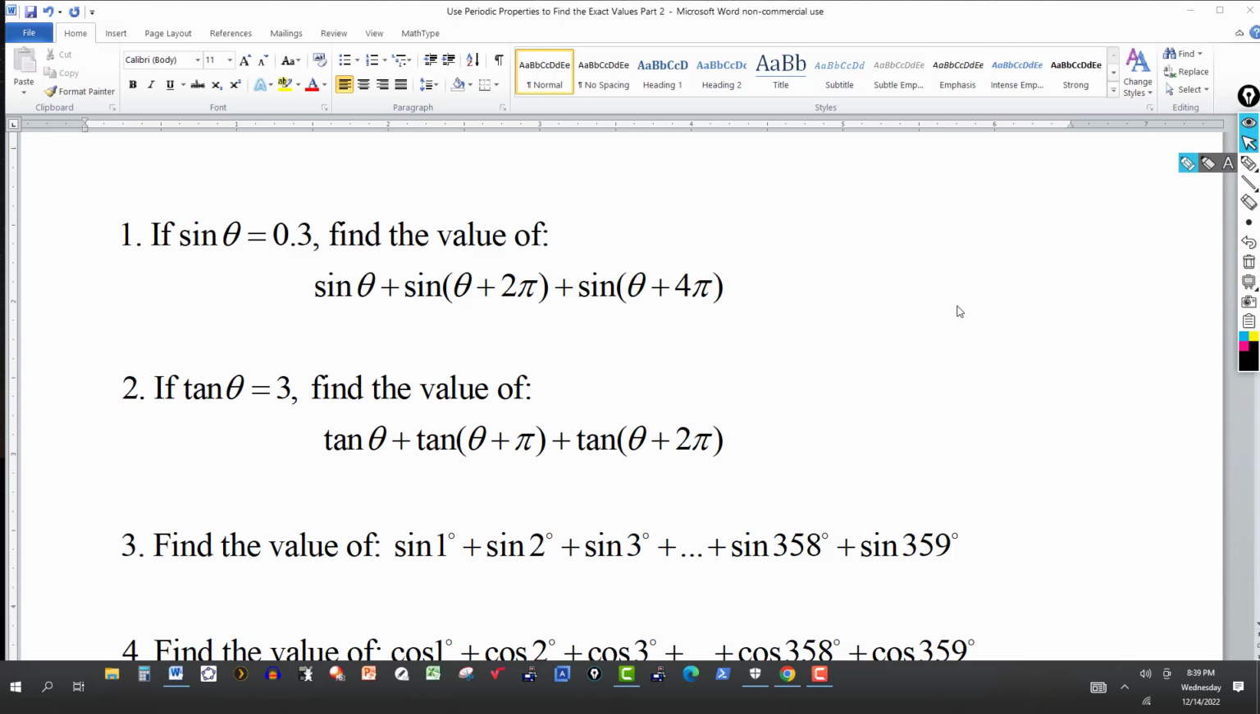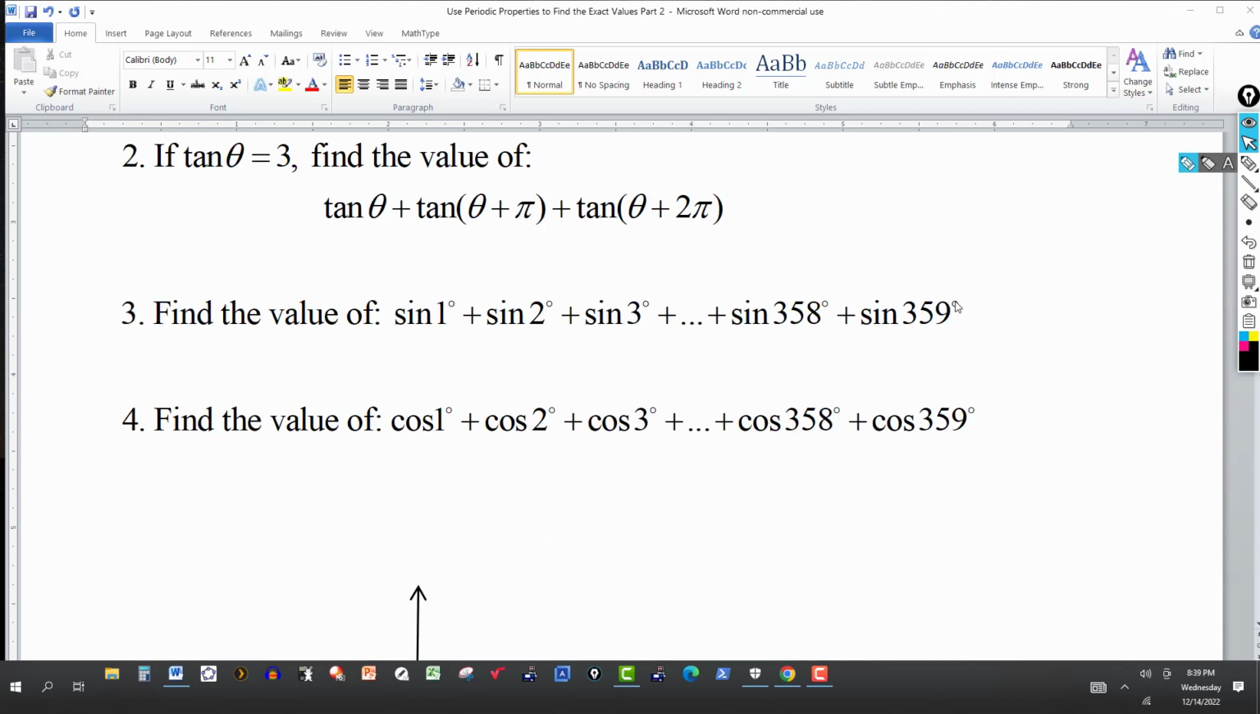Now the next two deal with the graph of the functions. Number 3 is going to deal with the sine function, and number 4 deals with the graph of the cosine function. So find the value of sine of 1 degree plus sine of 2 degrees plus sine of 3 degrees all the way up to 359. That's what these 3 dots mean. We're going to go 1 degree, 2 degrees, 3 degrees, all the way to 359.